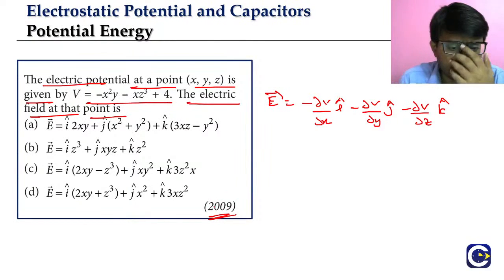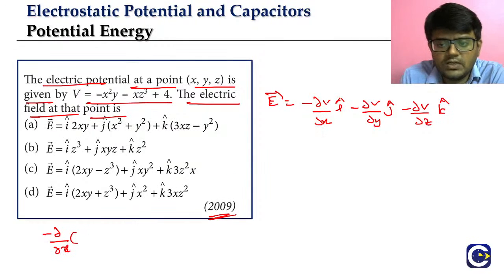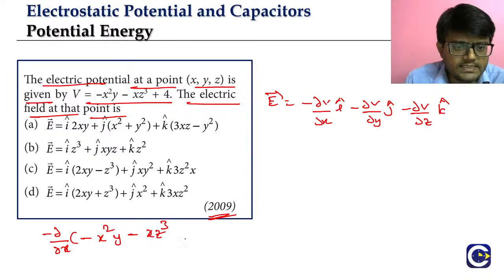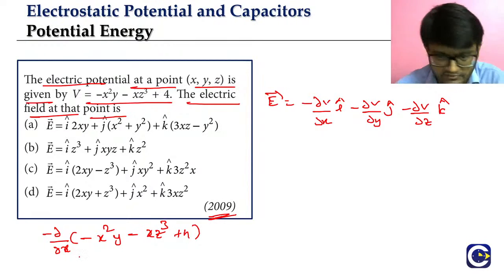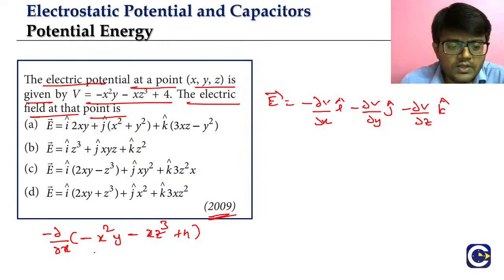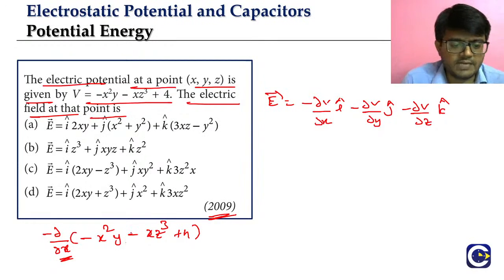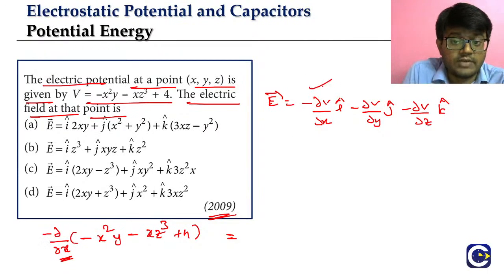So we can calculate. First we will try to calculate dou v by dou x. V is x square y, xz cube, and 4. When taking the partial derivative with respect to x, other than x everything will be a constant. Let us split this. There is already a minus outside, since we are calculating minus dou by dou x, so we keep a minus over here.